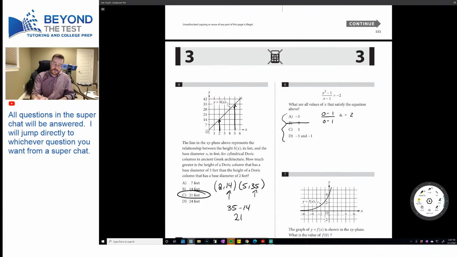And also, with choice C here, if I look at 1, if I put 1 into my equation here, 1 minus 1 would give me 0 as my denominator. You never want to have 0 as a denominator.